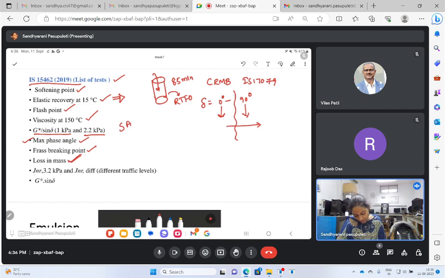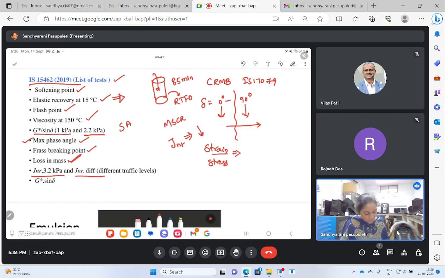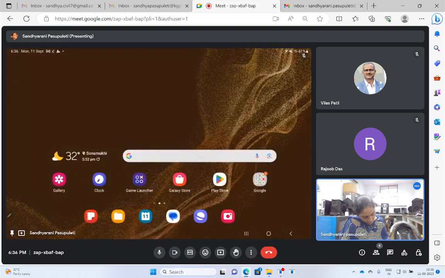And in addition to that, non-recoverable creep compliance at 3.2 kilopascals and also JNR difference. These two we obtained from the multiple stress creep recovery test. So this JNR should always be low. JNR is nothing but strain by stress. Why should it be low? Because we want our material to always have lesser strains. So the lesser the JNR, the better it is.